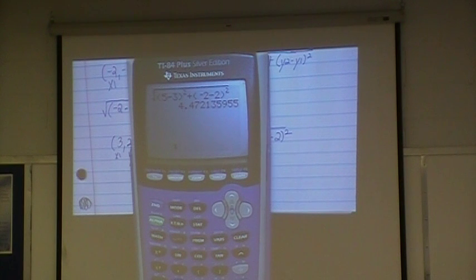This is what I got: 4.47. If you did not get 4.47, go back and look at what you put in your calculator. Did you say parentheses 5 minus 3 squared plus parentheses -2 minus 2 squared? If you didn't get that, you need to look and see what you did wrong. Hope you do better than that today.